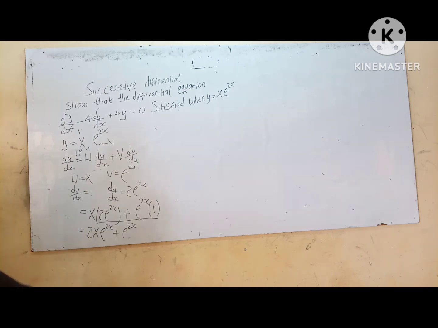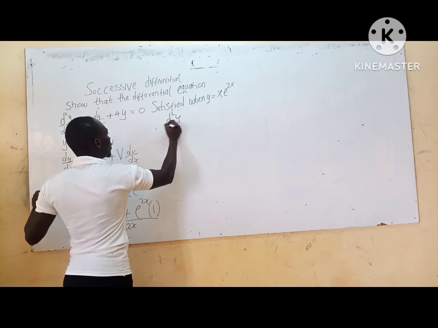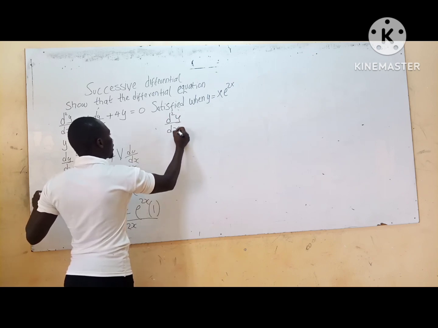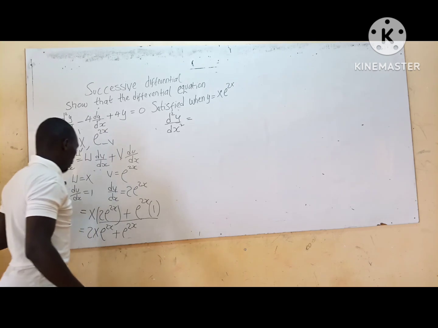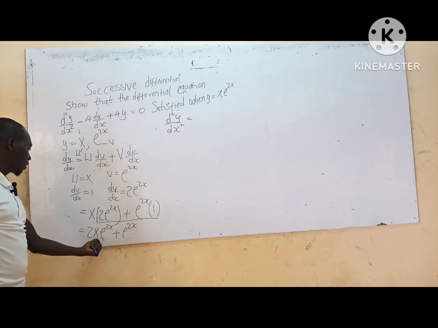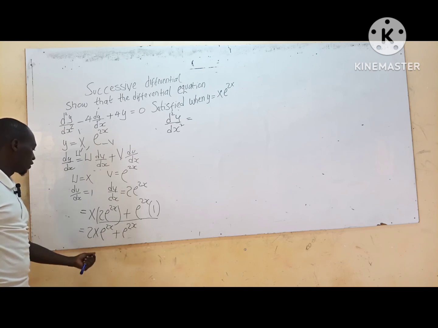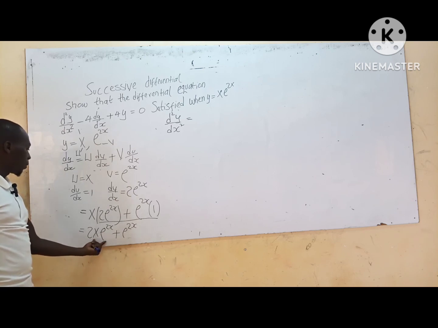This is our answer. Since we were doing successive differentiation, now we are going to move to our second step, whereby we know that d squared y with respect to dx squared will be equal to what? Now let us do a differentiation on this equation. When you check on this one, x multiplied by exponential 2x, here we are going to apply the product rule.